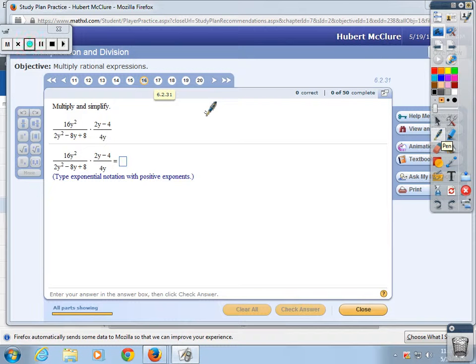16y, you could write it as 4 times 4, y times y, or y squared, whatever. You don't have to do that. That's just something that some people might want to do. Would you write it as 4y times 4? Yes, you can write it like that if you want to.